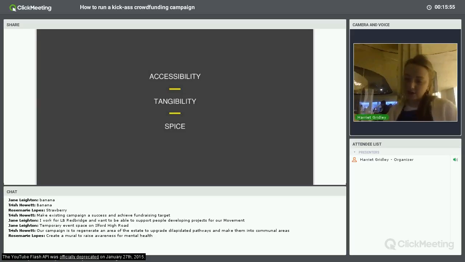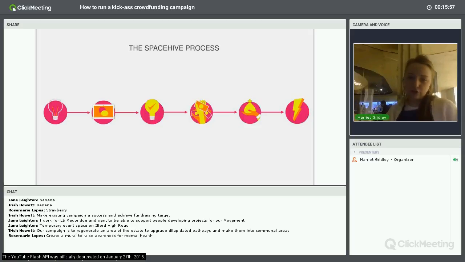Fantastic. Okay, so I'm going to briefly go through the general Spacehive process before we get onto the nitty-gritty of how to run a crowdfunding campaign. So this is you coming up with an idea, and then you're editing your project page. Once you upload your project idea, it's just a draft. You continue to edit it and refine it and make it look perfect, and then you submit it for verification.